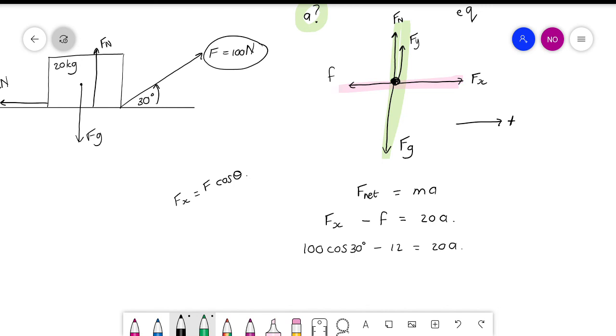And if you solve this one, then a is equal to 3,73 meters per second squared to the right. Hoe weet ek dis nou regs? Want ek het oorspronklik regs gekies as positief. So as ek 'n positiewe antwoord kry, moet die rigting van my antwoord ook na regs wees. If I got a negative answer, then the direction of my answer must be negative. Okay.